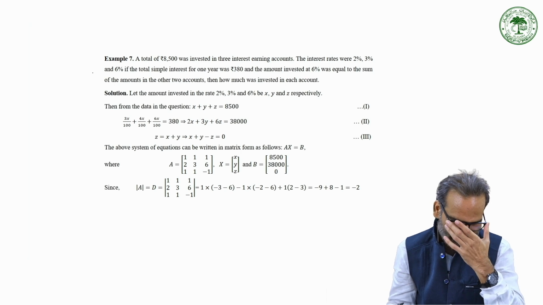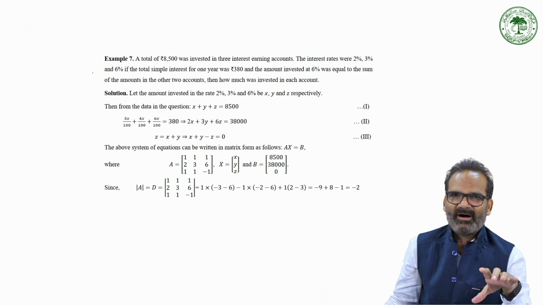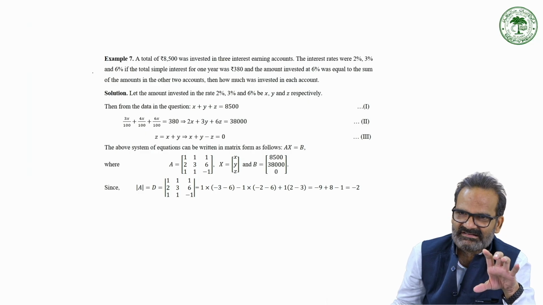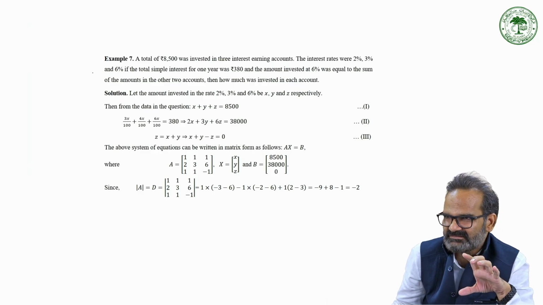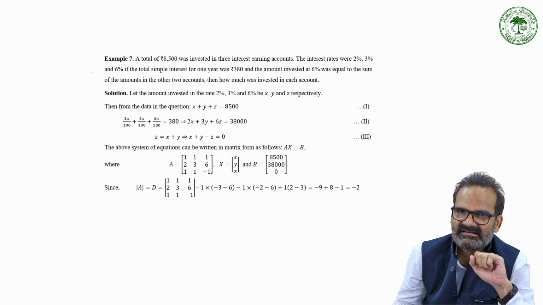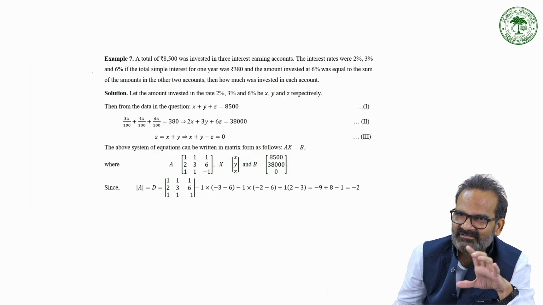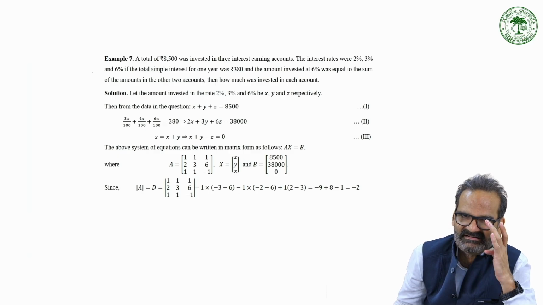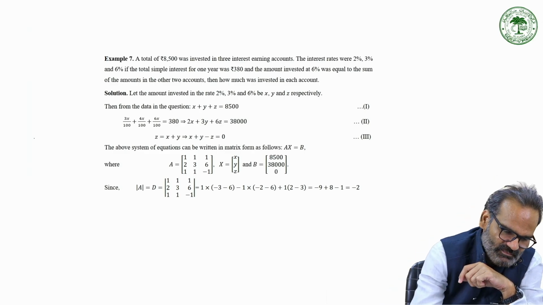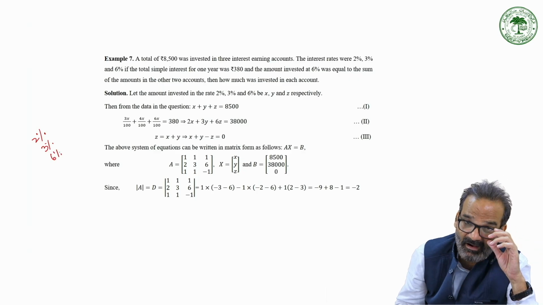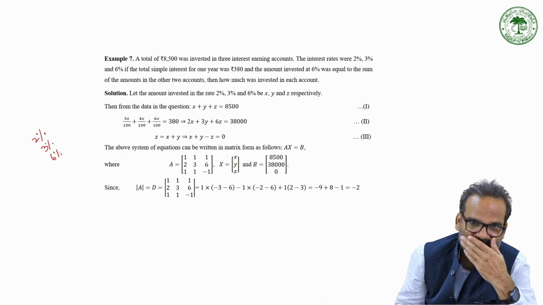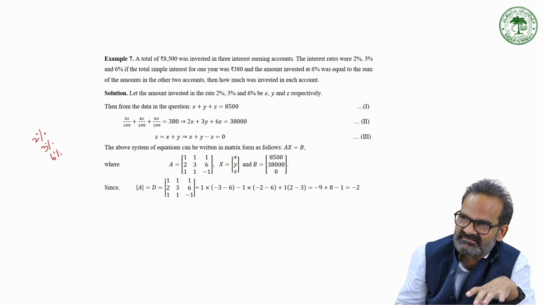So what we want to calculate is how much amount out of 8500 was invested in these three accounts which are running at 2%, 3% and 6% simple interest. Naturally, we want to calculate the amount invested in all three accounts, the 2%, 3% and 6%. So the first is the 2% account, the second the 3% account and the third the 6% account. They are the three accounts, right? And the total amount of 8500 was invested in these three accounts.